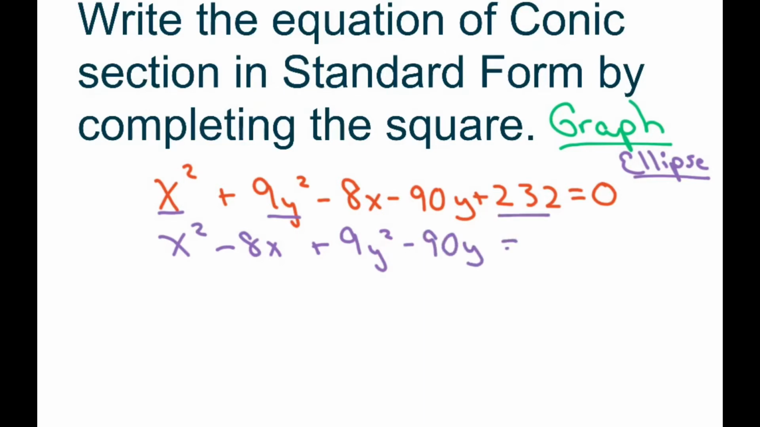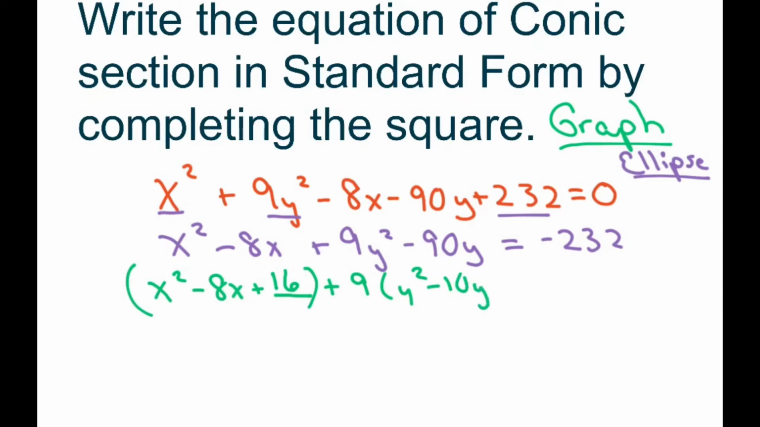I'll move this constant over here to the right side. Now, to complete the square, we're going to write x squared minus 8x plus, you take half of 8 and square it, and half of 8 is 4, square it 16, or you could say negative 4 squared is still positive 16. And then on this part, I'm going to pull out the 9. So it's going to be y squared minus 10y. And so I take half of negative 10. It's negative 5 and square it. That's 25. So those are your complete the square parts.